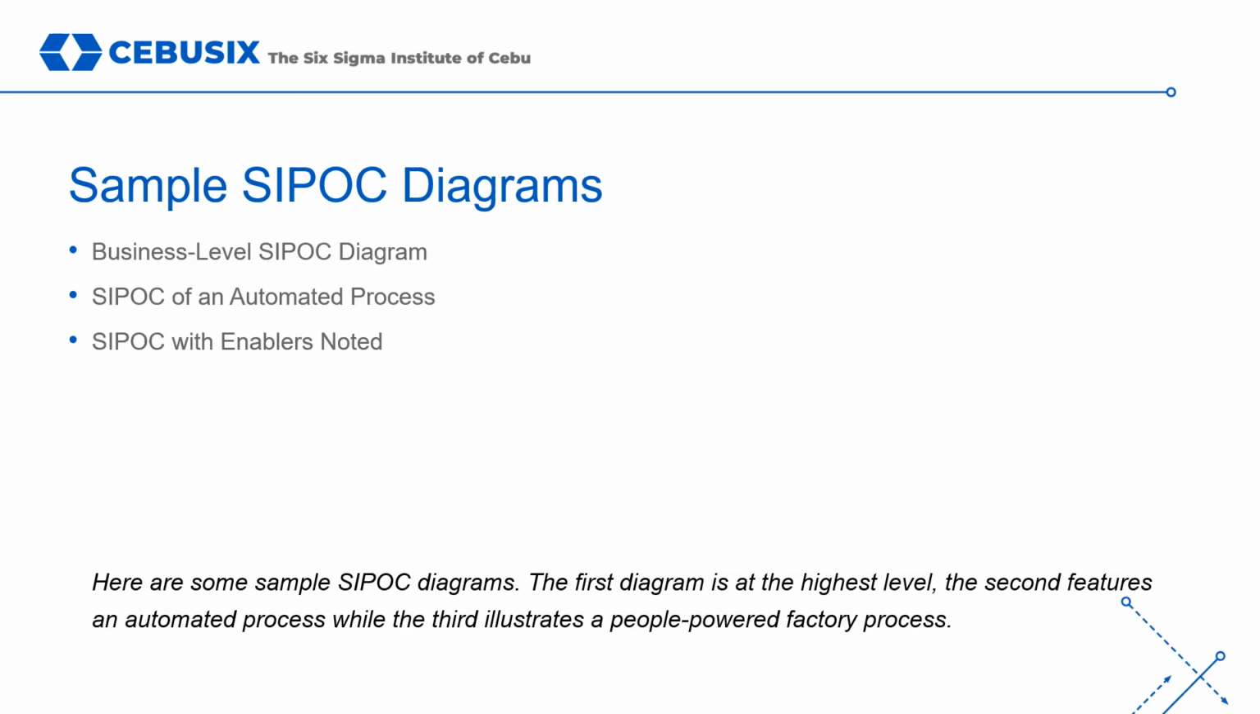We are going to take a moment now to look at a few examples of SIPOC diagrams that can be created within an organization. The first one we will look at is at the highest level and it shows the entire business as a single process. Next, we'll look at a machine automated process. Then lastly, we will look at a diagram of a factory process that is powered by people who are enabled or assisted by some form of automated machinery.